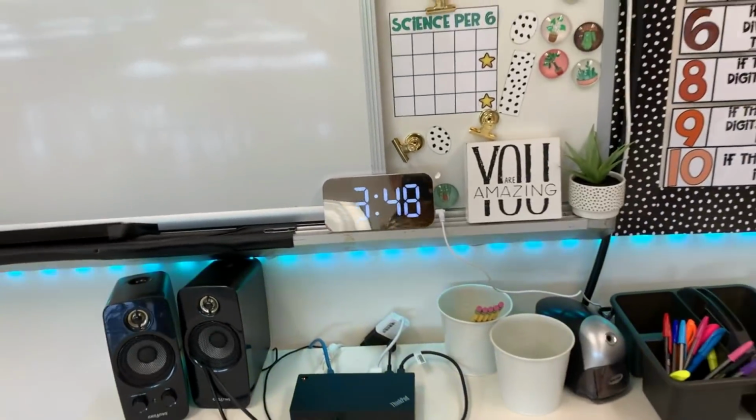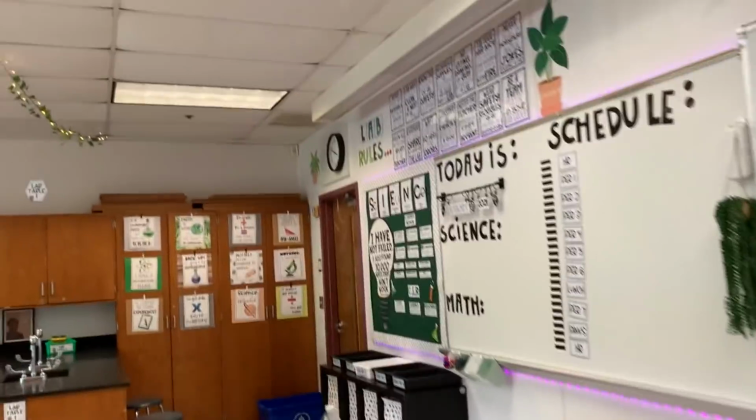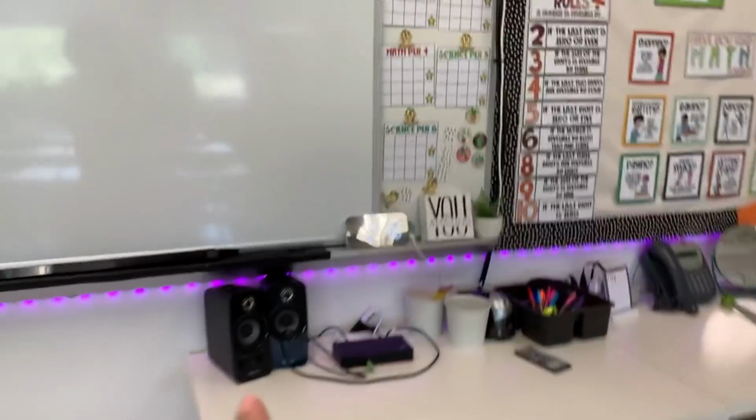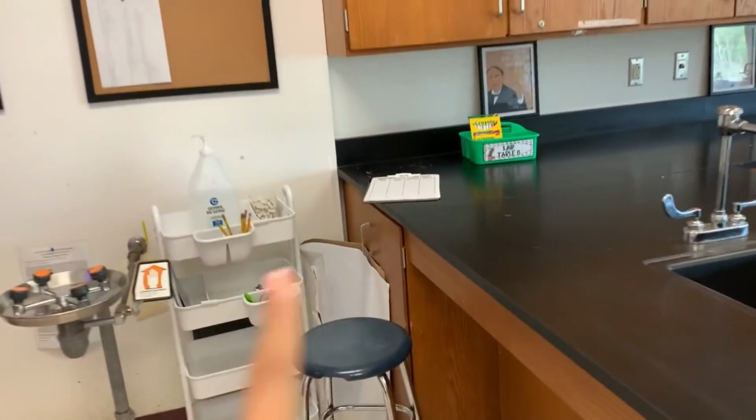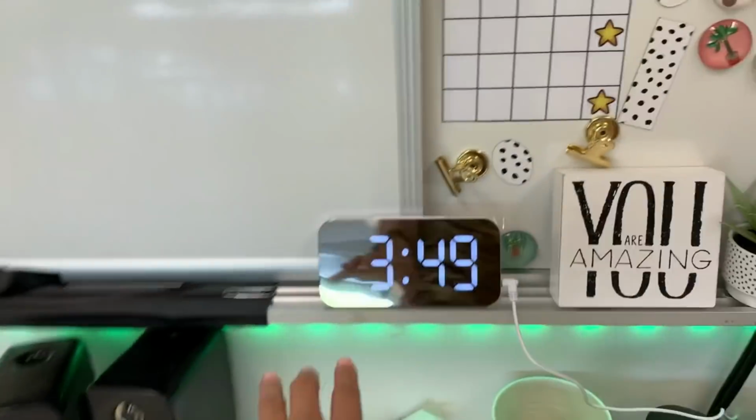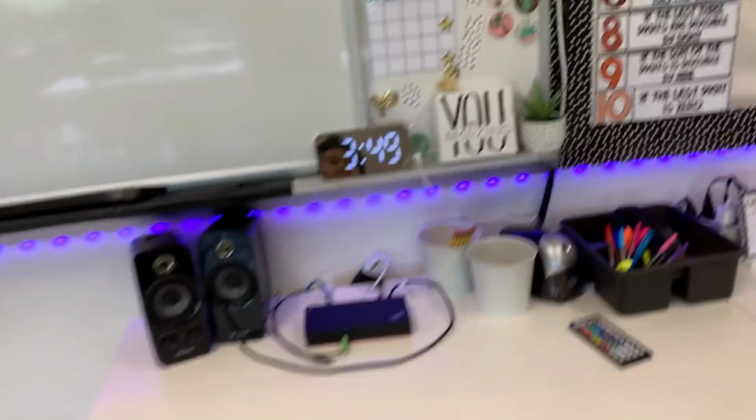We have a clock on the wall over here, but I also wanted just a digital one right here, because you know when kids have to use the restroom, they have to have a bathroom sign out over here. They have to sign out when they're leaving the room, and they're always like, what time is it? So I put a clock right here so they can see the time.